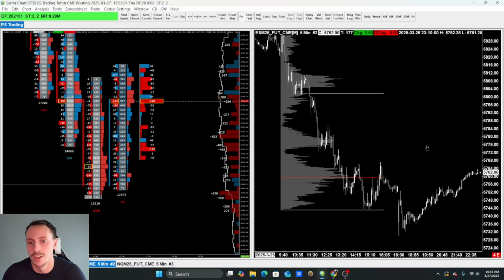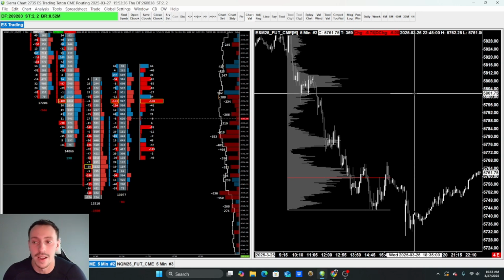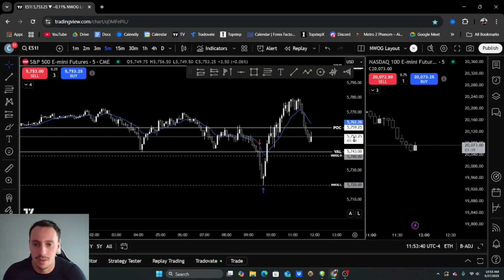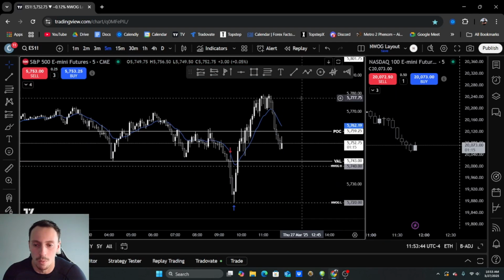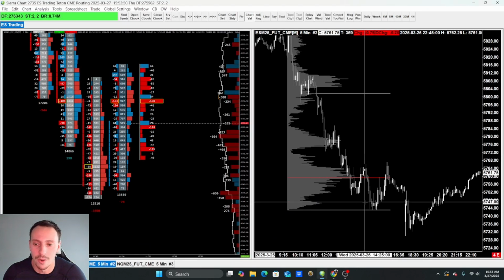This is the session from Wednesday, March 26th. Our value high is 5801.75. I already have all these marked out, as you see up here, 5801.75. Our point of control is at 5759.25. Value low, 5743. All right, so we have our levels here.